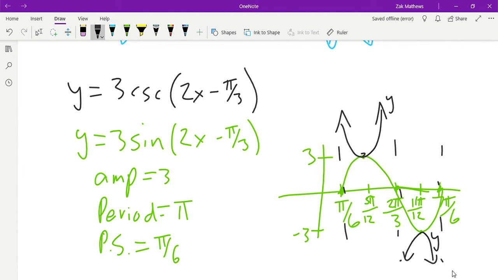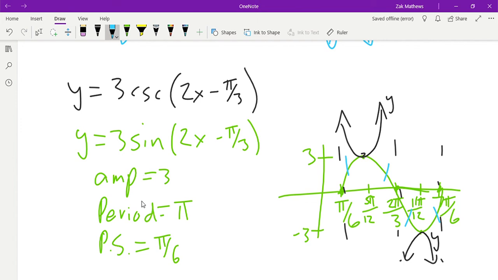I've labeled it with y. I've used 2 different colors. If you wanted to go back and erase or make this other one dotted, that is also fine. So if we make this a dotted line, I need to be able to tell what your final graph is. I do not mind. In fact, every single time I see a secant or a cosecant, I always draw the graph of the sine or cosine first.